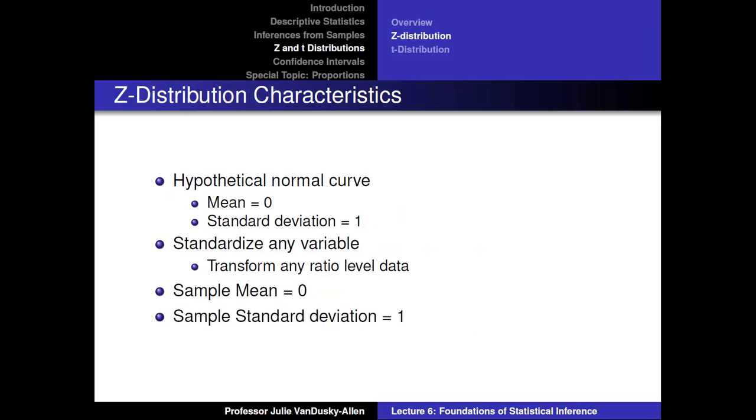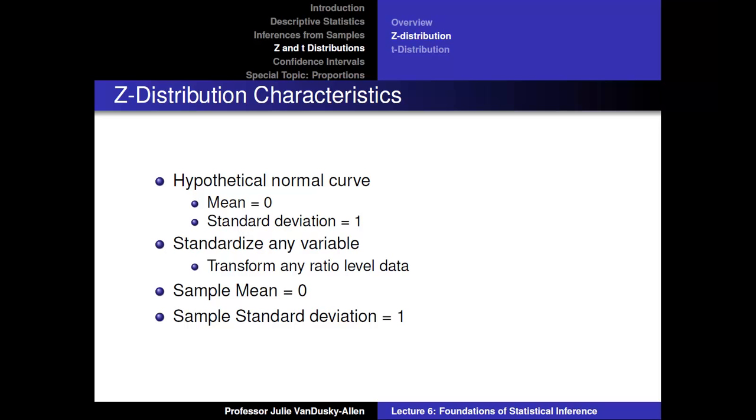Using the concepts of the central limit theorem and the normal curve, statisticians developed 2 hypothetical distributions to use in statistical analyses, the z distribution and the t distribution. The z distribution is a hypothetical normal curve that has a mean of 0 and a standard deviation of 1. You can take the values of a variable and mathematically transform them into z-scores. This allows us to analyze variables with small values, such as in tens, or variables with large values, such as in millions, on the same scale.